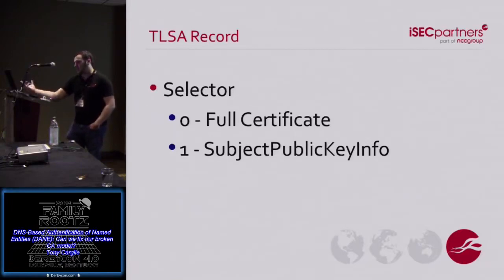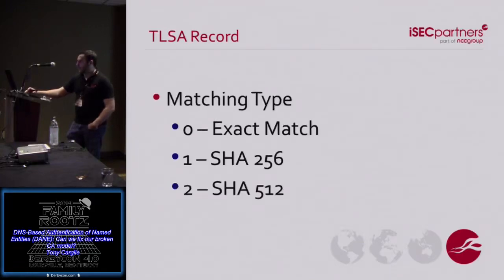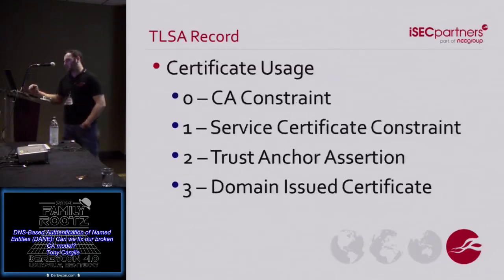So you can actually supply either one of those. The next field is you can either give it the entire certificate or a public key field, or you can do a SHA-256 or a SHA-512 of it. This last field is actually like the most important field. So this is a certificate usage. So you can actually specify 4 different ways to use DANE right now.